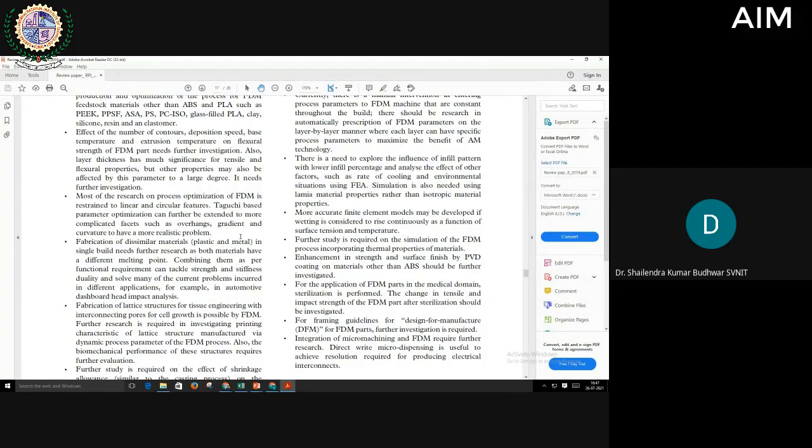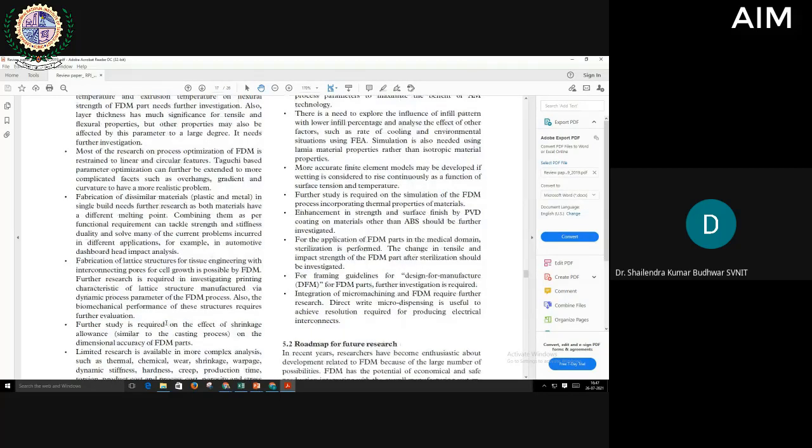So combining them as per function requirement can tackle the strength and stiffness duality and solve many of the current problems incurred in different applications. For example, in automotive dashboard head impact analysis. Fabrication of lattice structure for tissue engineering with interconnecting pores for cell growth is possible by FDM. Further research is required investigating printing characteristics of lattice structure manufactured via dynamic process parameter of the FDM process. Also, the biomechanical performance of the structure requires further evaluation.